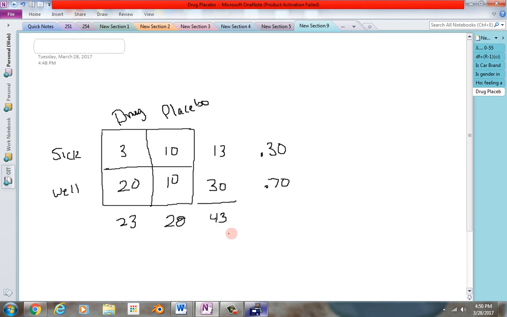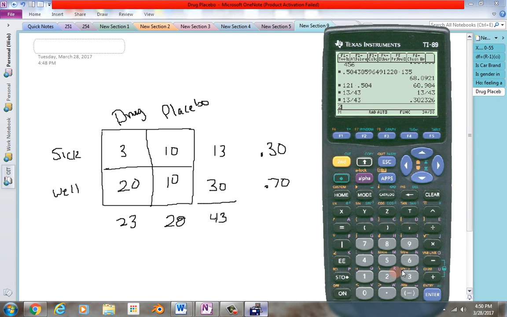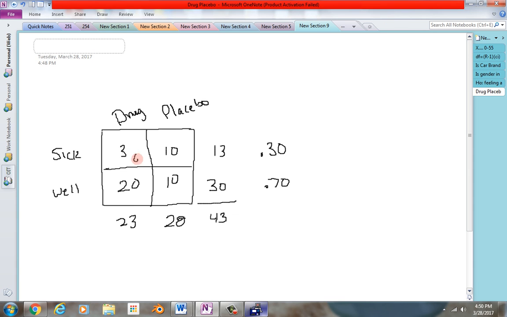Makes sense? So of the 23 people that got the drug, I would expect 30% to still be sick, you see? I would expect 6.9 of them to still be sick. And the rest of the 23, which would be 16.1, I think, I would expect to have gotten well. And of course, 30% of 20 is 6, and then 14. All right. Now, what are we testing here?